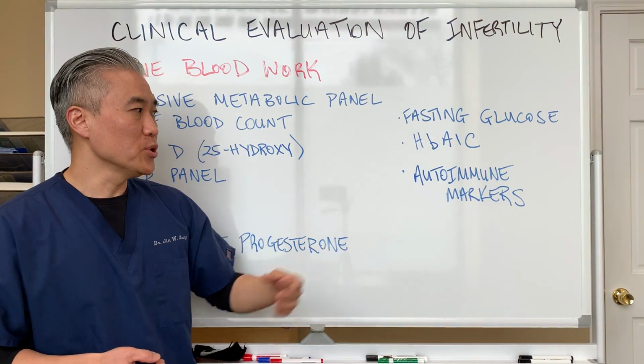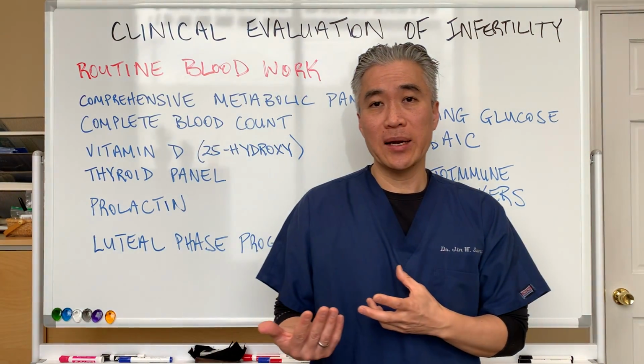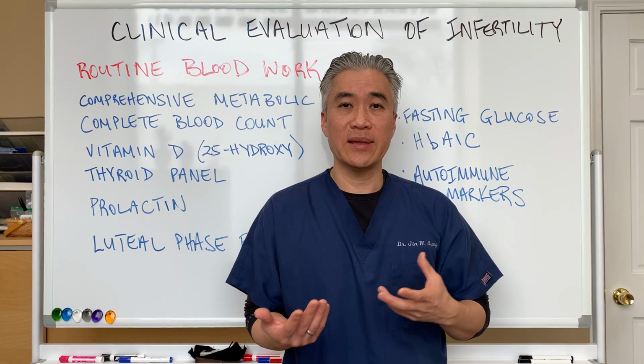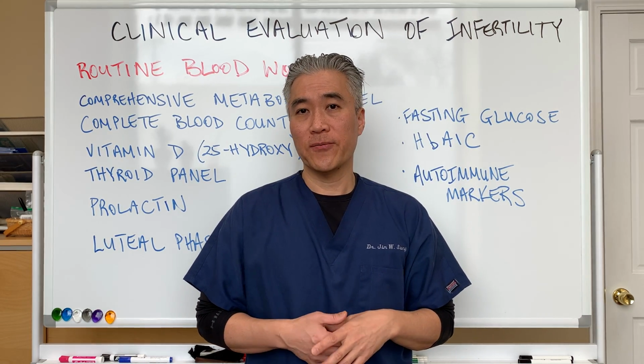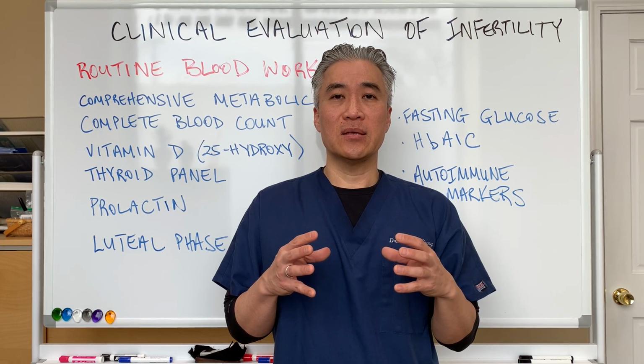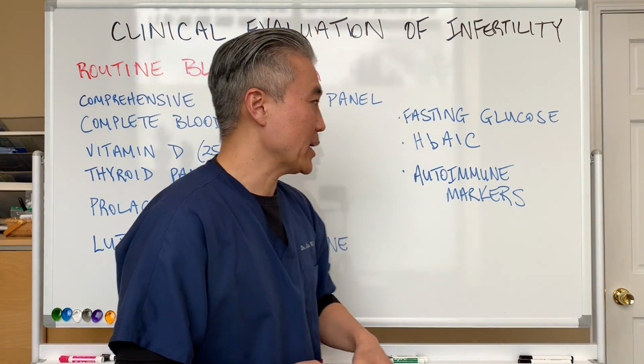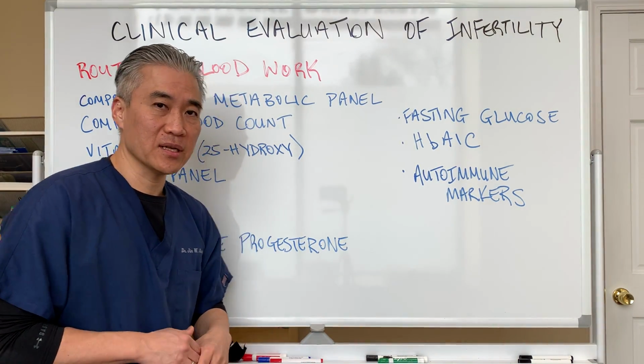Another one is autoimmune markers. Autoimmune markers can be thyroid antibodies. Another one is ANA, or you can look for sperm antibodies, right? So you can look at different autoimmune markers because that may be the underlying mechanism of infertility.